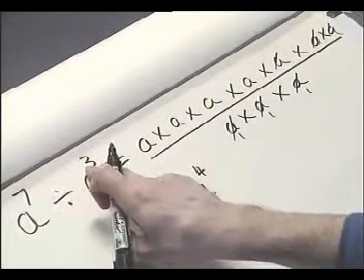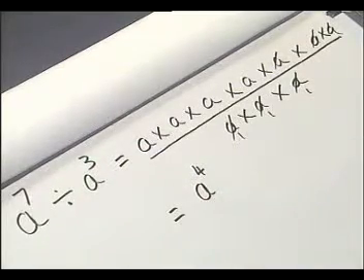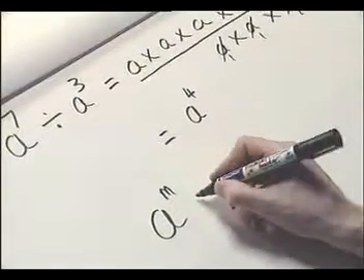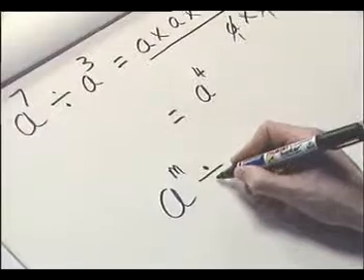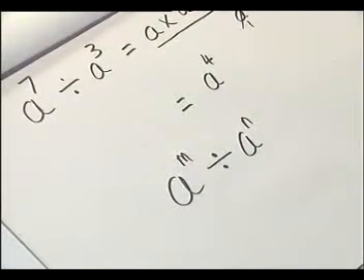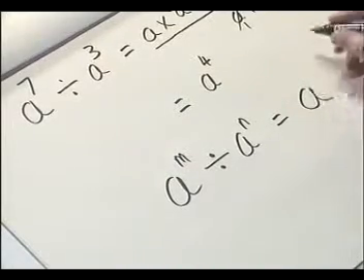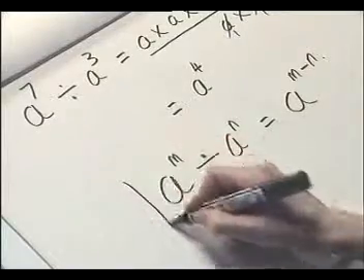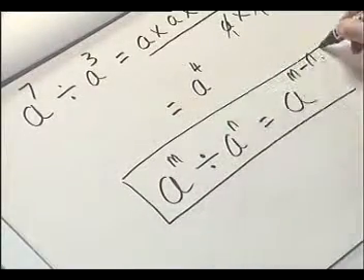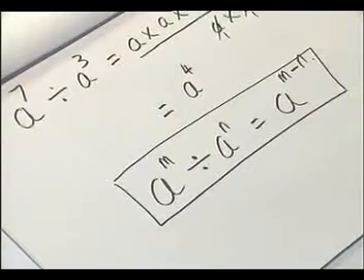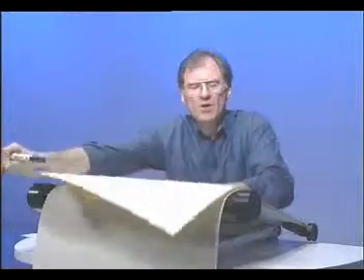But 7 take away 3 is 4, so we get a to the power 4. And so that gives us our third rule, that if we have a to the power m divided by a to the power n, we get the result a to the power m minus n. And so there's our third rule. Okay, we've got three rules. Let's see what we can do with them.